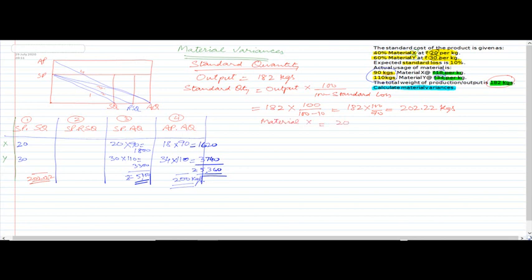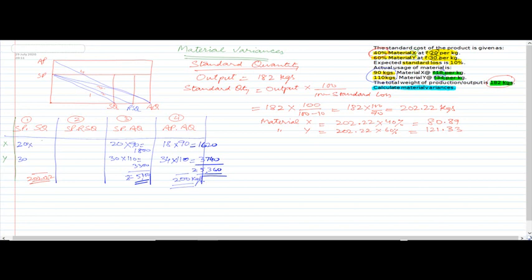In case of material X, standard quantity would be 202.22 multiplied by 40% because it is given in the problem. It is 80.89, and for material Y it would be 202.22 into 60%. It is 121.33. This is the standard quantity.